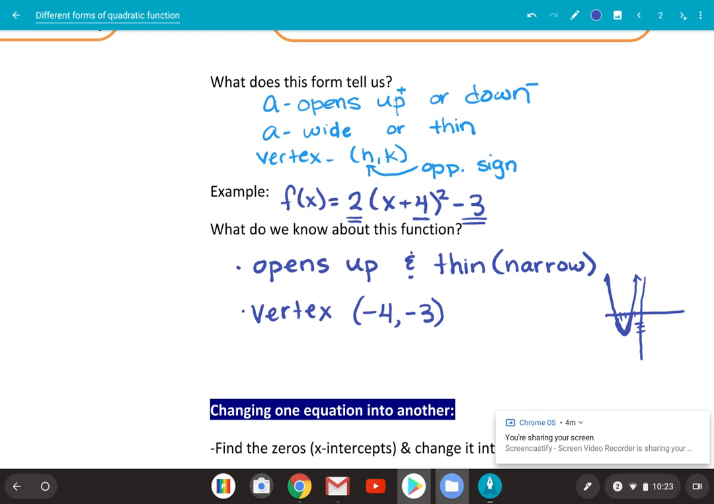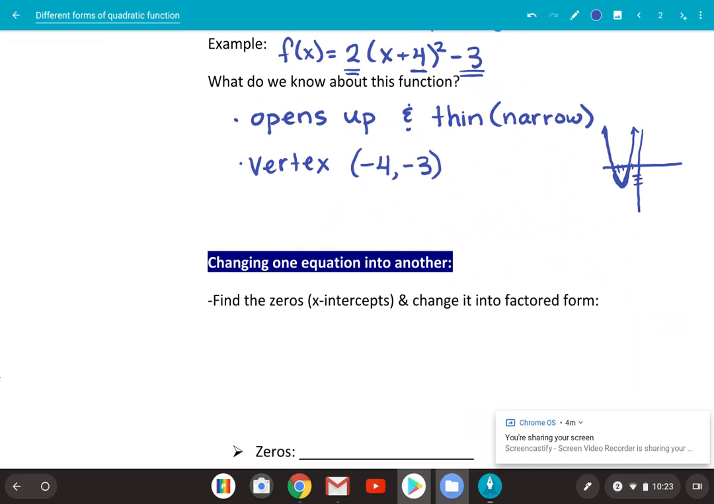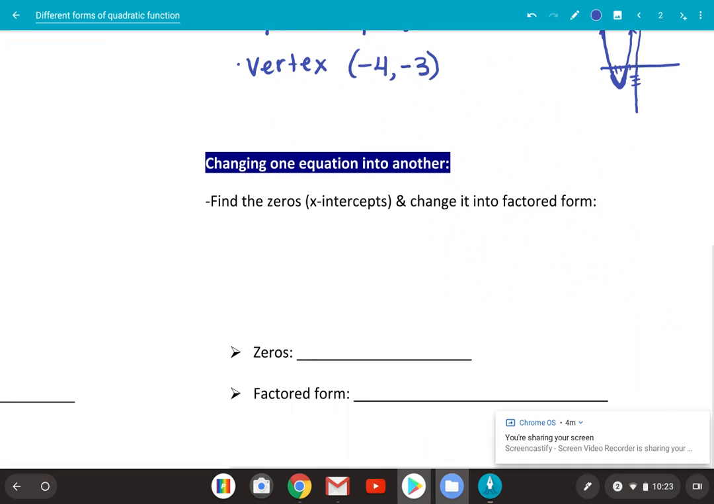Not too hard, huh? And we will get to the rest of it later. We will change it from one form to another, and when we have to change it from one form to the other, we are going to use Desmos on that one, but we're going to save that for another day. So hopefully you guys got it. Good.